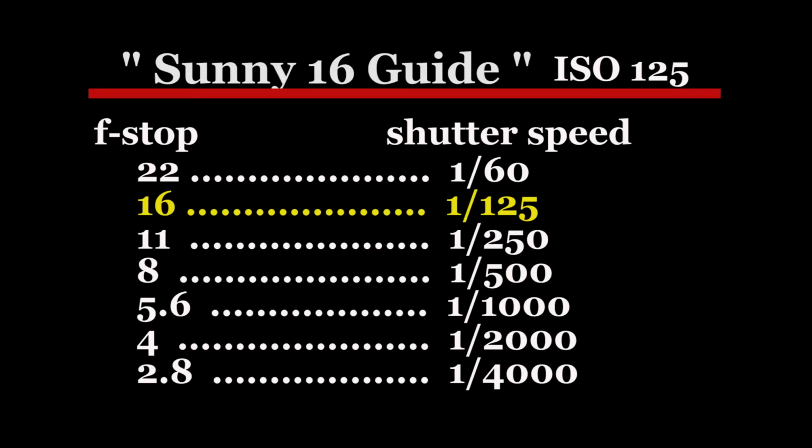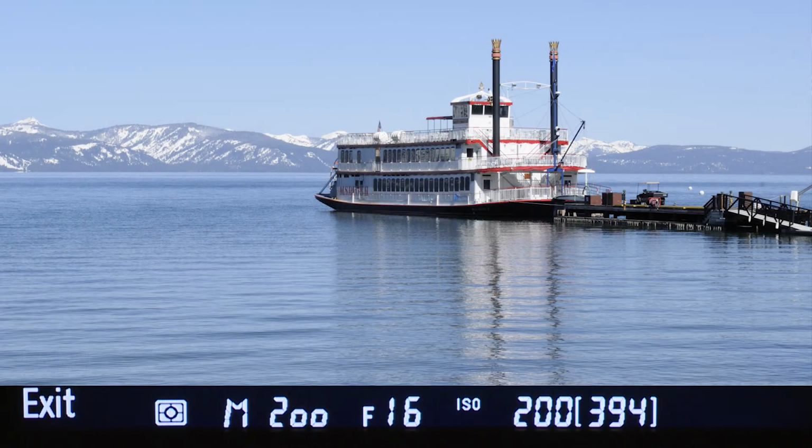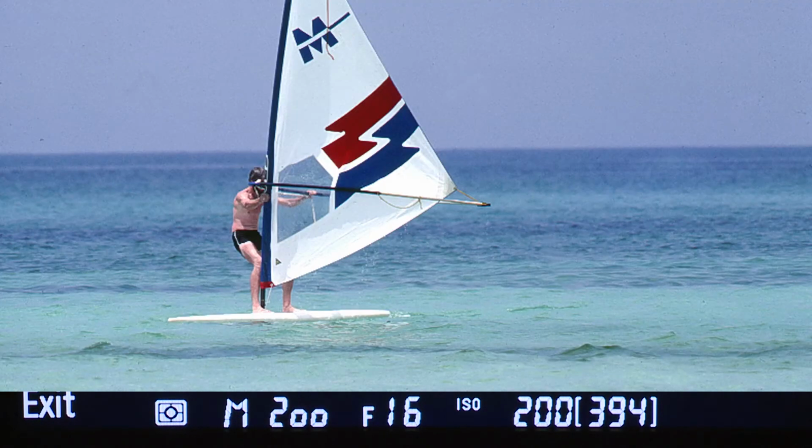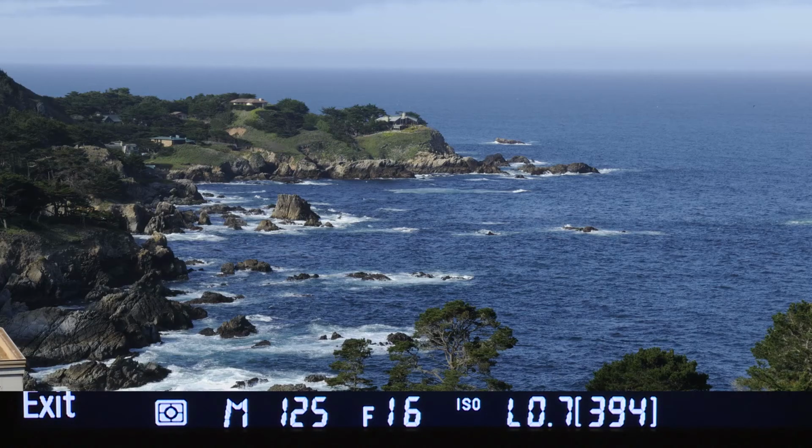The Sunny 16 rule or guide illustrates the correct exposure on a clear, bright, sunny day with the camera pointed at a subject in direct sunlight. This is a starting point. Some digital cameras are more sensitive to light than others. Some are less. You can make adjustments depending on your camera and shutter speed settings close to the ISO.